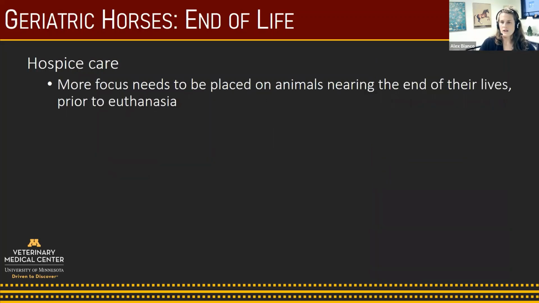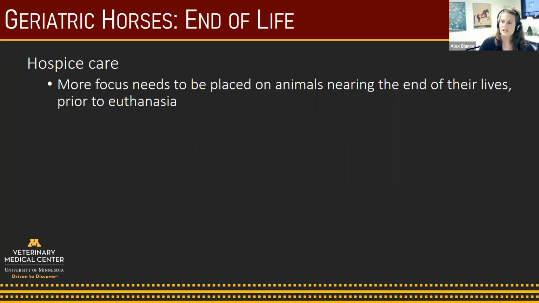So one thing I like to bring up is hospice care. We don't talk about it in animals very much, but once you've had people in your life who have undergone hospice care, I feel like it becomes a little bit more close to home, and something that I try to discuss with geriatric horse owners. But I think we should think about how to provide our horses with a good end of life.